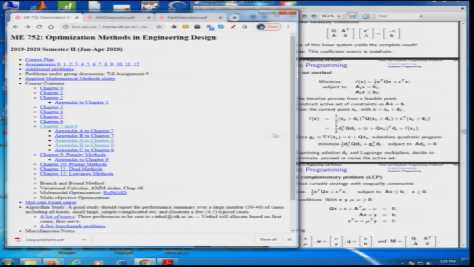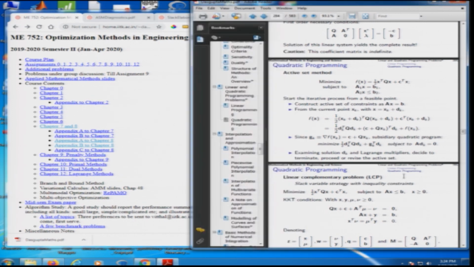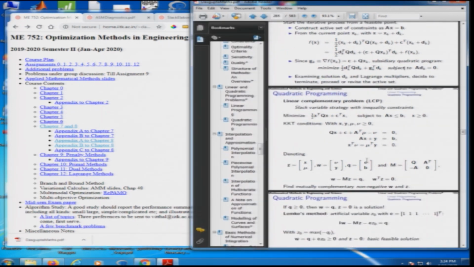Now, how do you use the slack variable method to solve this? This is a very funny method. What you do in the slack variable method for a quadratic programming problem is that you work out a linear problem, a linear complementary problem. So, complementary is the keyword here, and this is a slack variable strategy with inequality constraints. Make note, only inequality constraints, no equality constraints here.